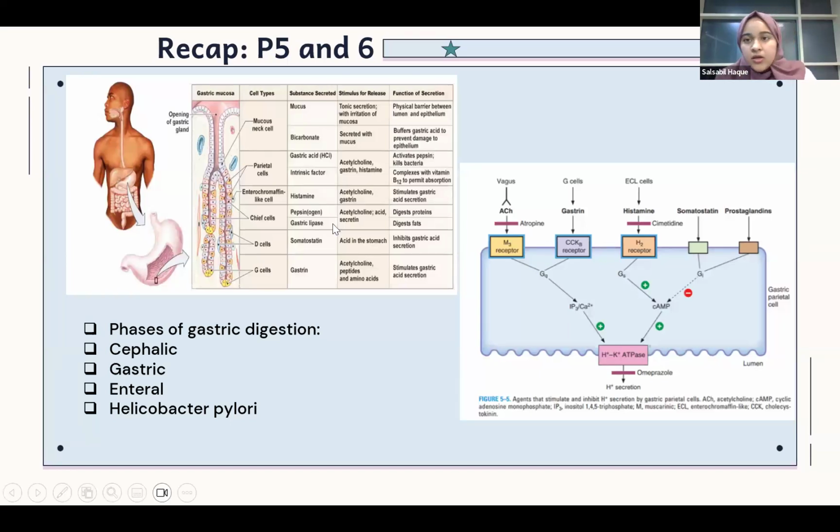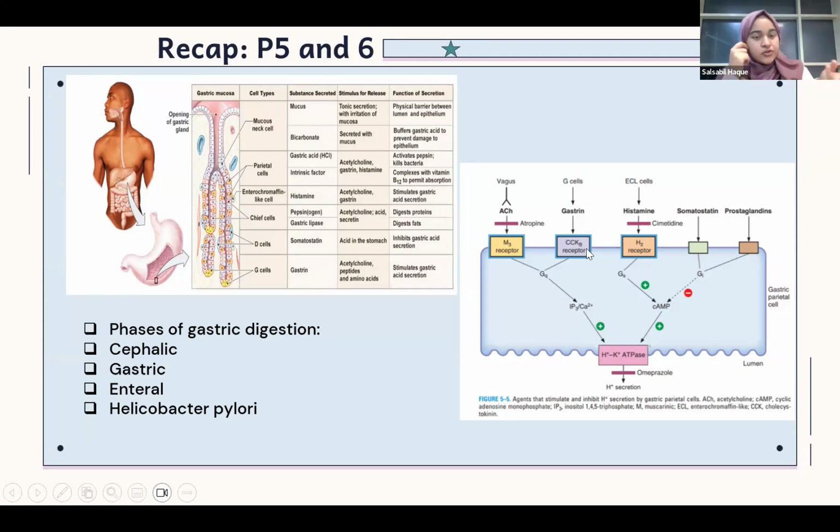That's basically it. Okay, and then we have on this side the different kinds of substances that affect acid secretion. Acetylcholine increases acid secretion through the muscarinic receptor, gastrin also increases, as we said, and histamine also increases. Somatostatin, however, inhibits, and prostaglandin also inhibits gastric acid secretion through Gi, the inhibitory guanylyl cyclase cell signaling molecule, basically.